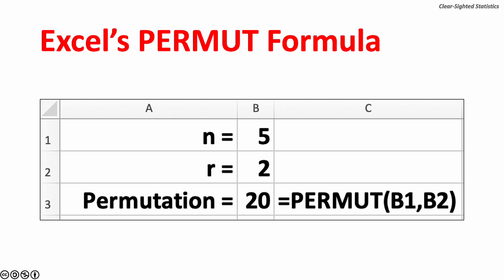Excel's PERMUT function calculates permutations quickly. This function has 2 arguments. The first is the total number of items. The second is the number of items to be selected.